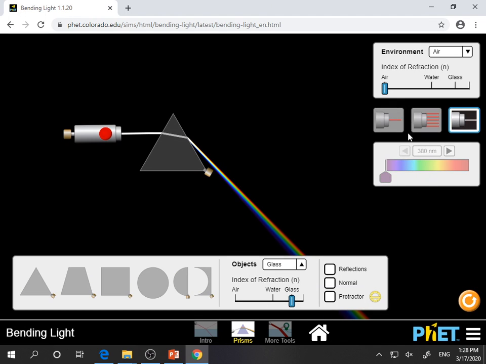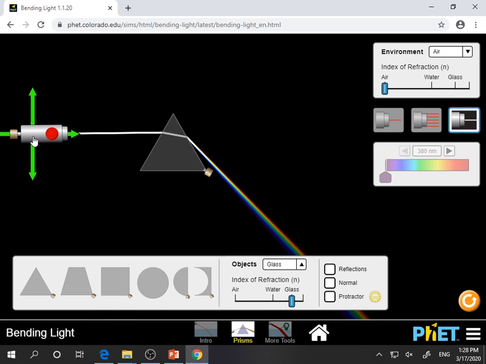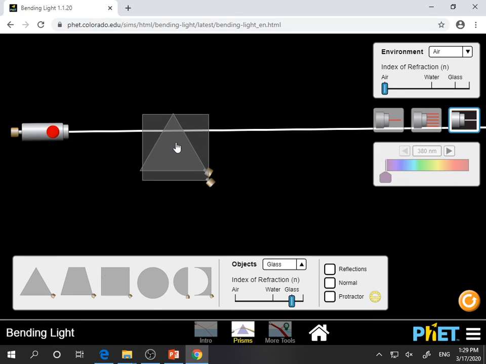Now it will be clear. Now here we have the white light, and as we can see here, we have the rainbow colors. So red, orange, and the other colors till we reach the violet one. Let me change the prism. Let's use this one.